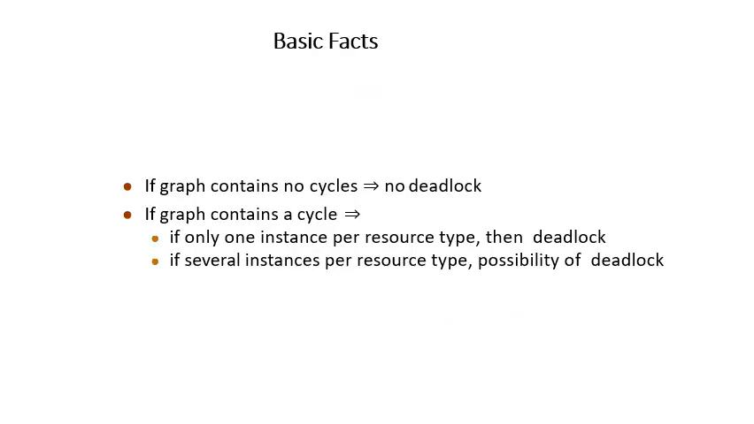Next, coming to the basic facts: how can you identify whether there is a deadlock or not? If the resource allocation graph contains no cycles, there will not be any kind of deadlock. If the graph contains a cycle, it's not that there is a deadlock every time; it depends. If there is only one instance per resource type, then there will be a deadlock, because many processes are requesting that one instance. If there are several instances per resource type, there is a possibility of deadlock, which means the deadlock might or might not occur.